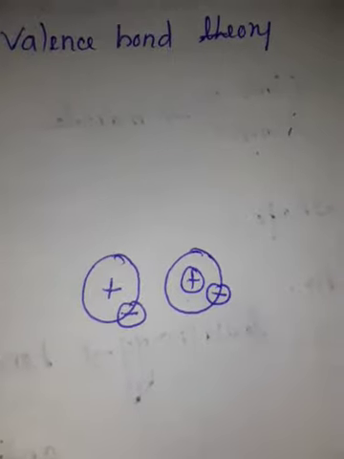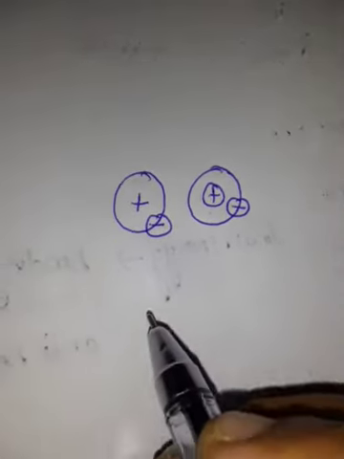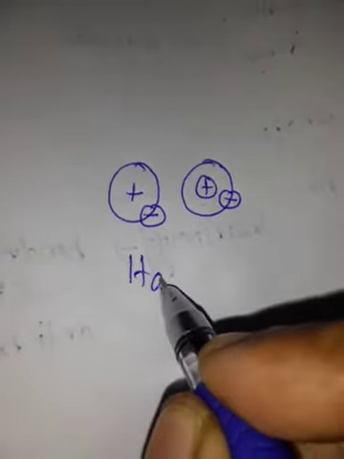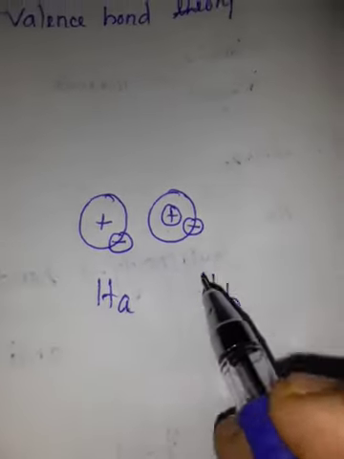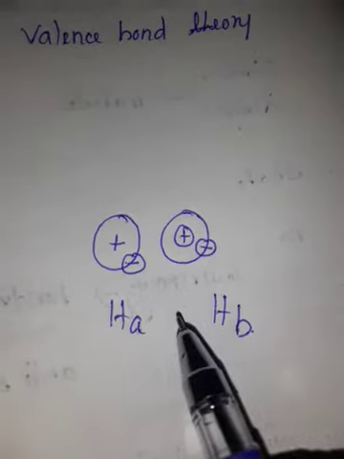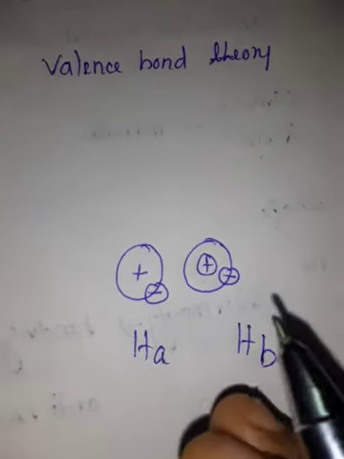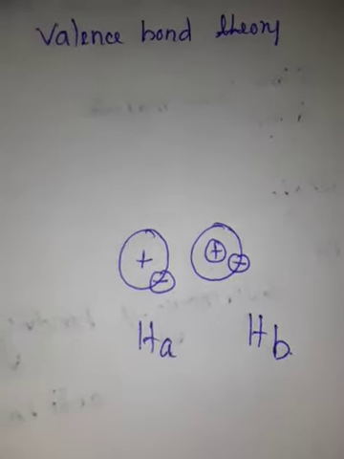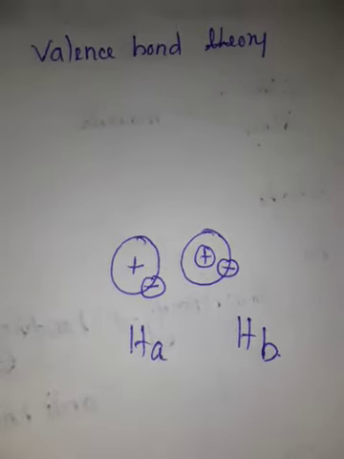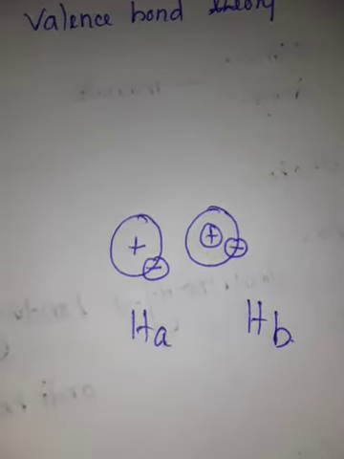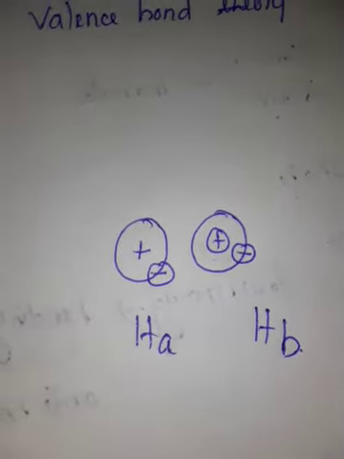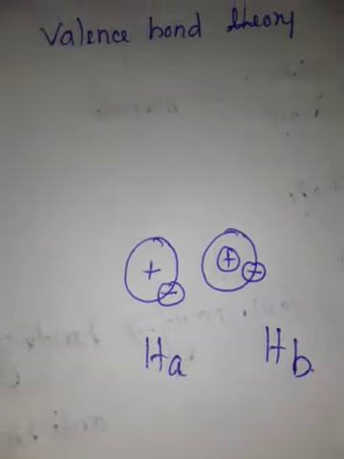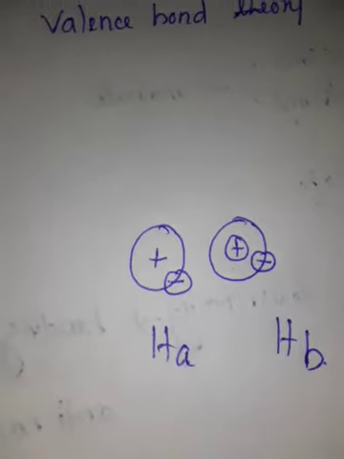Consider two hydrogen atoms, Ha and Hb. First, they are separated by infinite distance. They are kept far apart. At that stage, there is no interaction between these two atoms. So, the potential energy of the system is zero when the atoms are far apart.